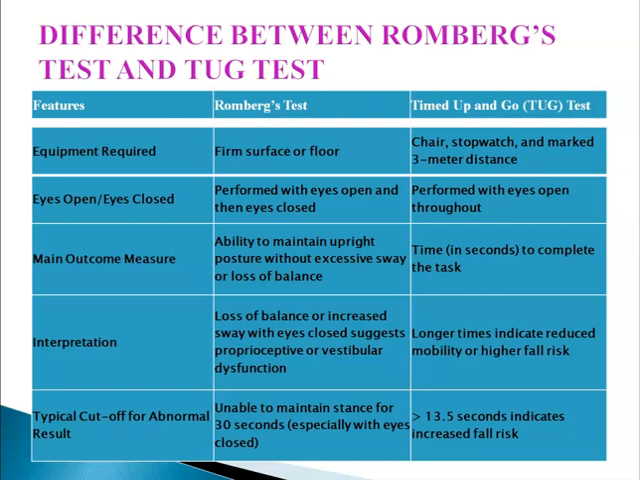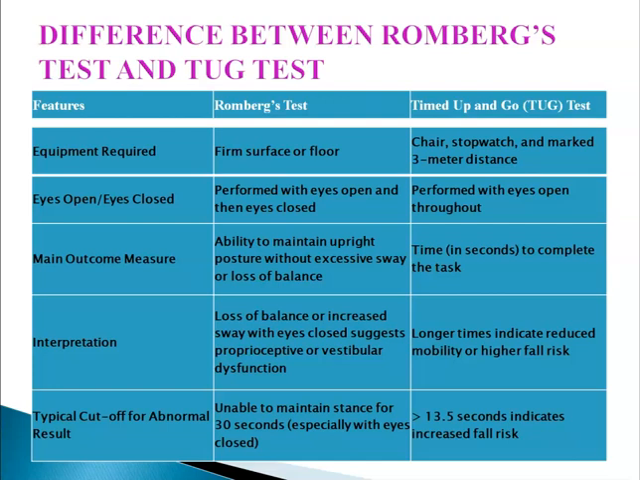The equipment required in case of Romberg's test is nothing as such important, just a firm surface on the floor. In case of TUG test, it is the chair, stopwatch, and the 3-meter distance which has been marked on the floor. Eyes open and eyes closed: in case of Romberg's test, the test is first performed with eyes open and then with eyes closed. In TUG test, the test is performed throughout with eyes open.